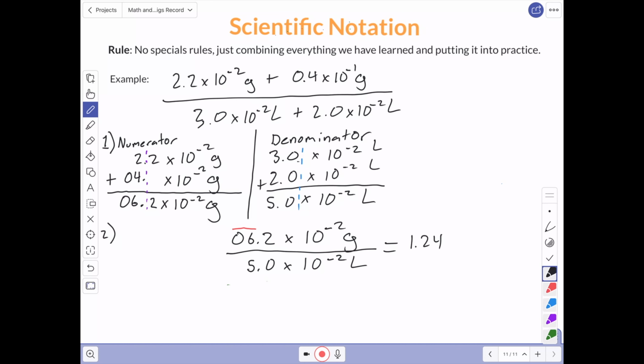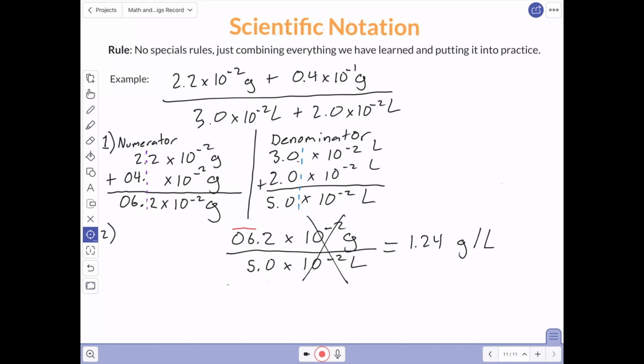What we should recognize here is that when we're doing scientific notation math and we have exponents and it's division, we're subtracting the bottom exponent from the top. Negative 2 minus negative 2 is just negative 2 plus 2, meaning this is going to be 0. 10 to the 0 equals 1, meaning these cancel out. We're now left with 1.24. We can't forget our units, grams per liter.